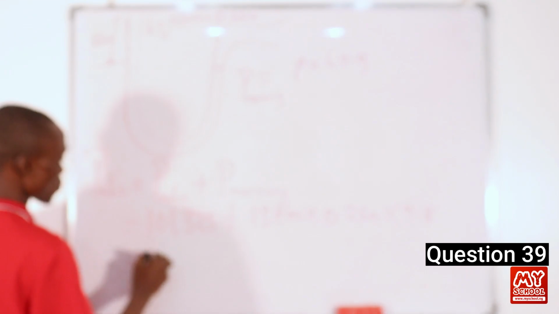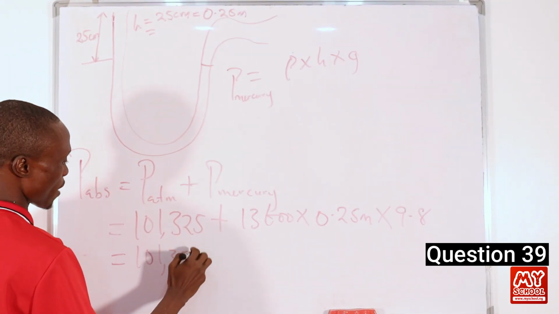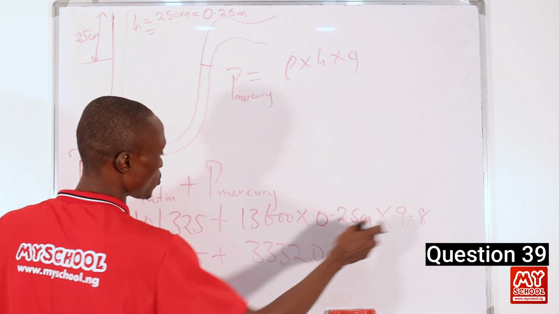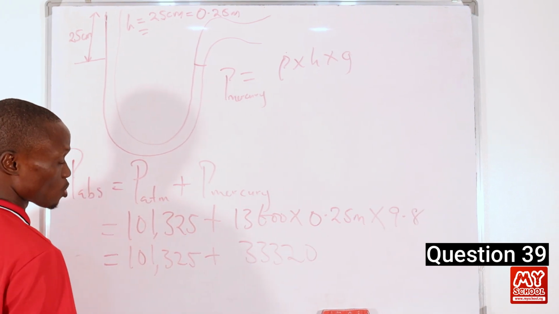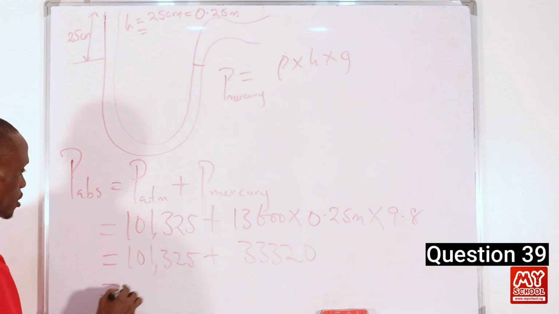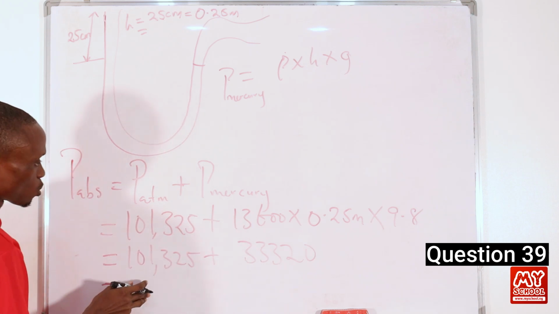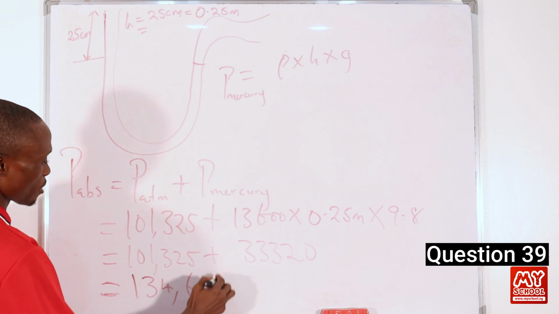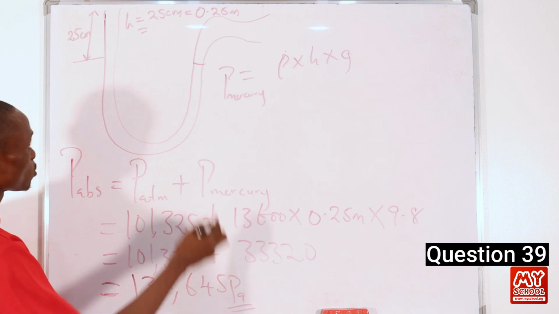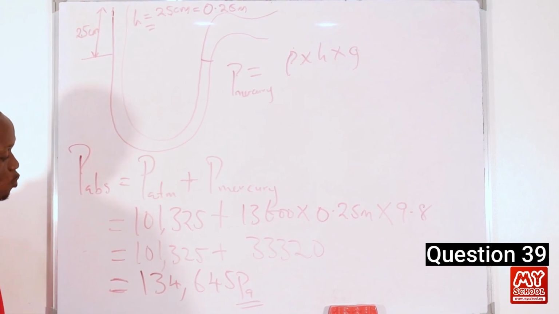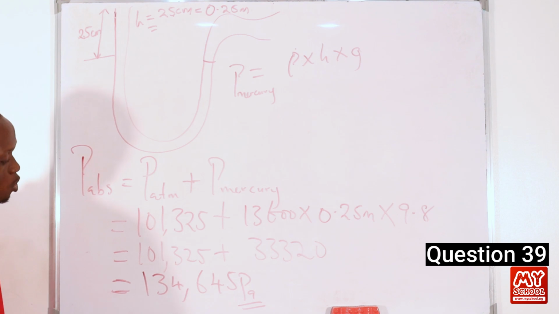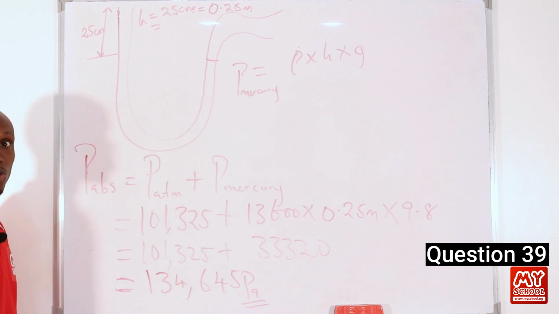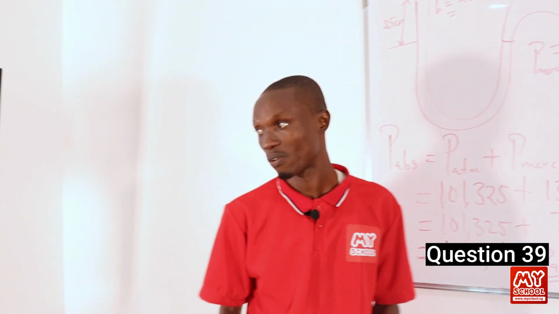So this becomes 101,325 plus 33,320. If we multiply all this, that will give us 33,320. If we add this together, our answer will be equal to 134,645 Pascal. So the absolute pressure in the mercury manometer is equal to 134,645 Pascal. So let's move over to the screen to pick the correct option.